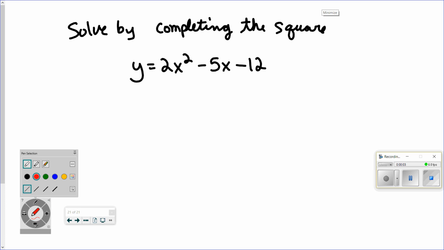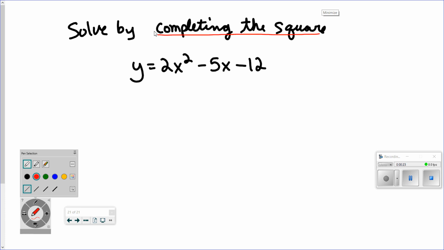In this video, we are looking at how to solve a quadratic equation by completing the square. So in general, the process of completing the square is taking our equation in standard form and converting it to vertex form. Then from there, we can plug in 0 for y and solve for x.